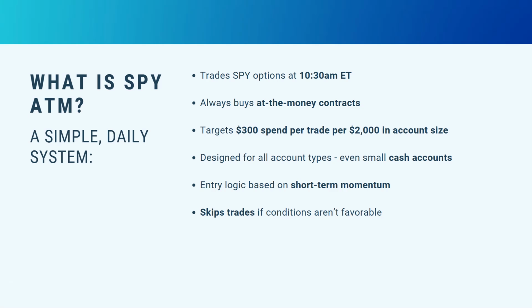And here's something that's new with version 1.1. Each alert is now going to include a suggested contract size for multiple account tiers so that you can scale up or scale down based on your capital. So if you've got a $2,000 account, we'll tell you how many contracts to buy. If you've got a $5,000 account, we'll tell you how many contracts to buy. If you've got a $10,000 account, we'll tell you how many contracts to buy. So it takes all the guesswork out of it. The system is designed for all account types, even small cash accounts.